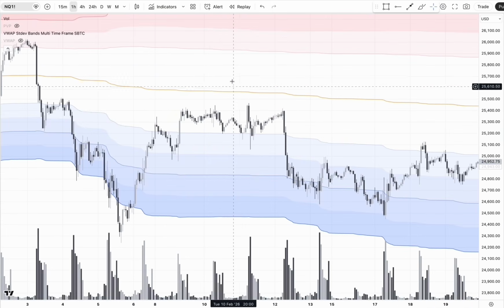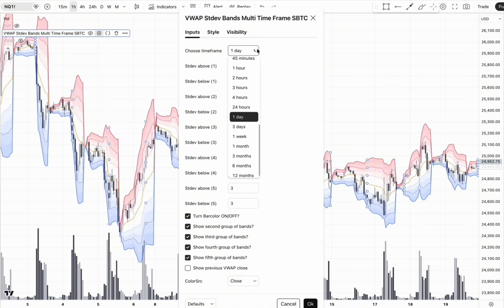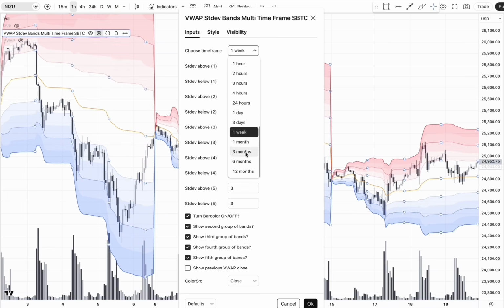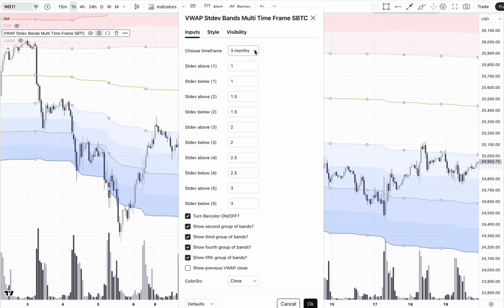You can use VWAP as a tool for scalping, for intraday, for high time frame trades. So for scalping, I personally use daily VWAP, and then for anything that's short-term swings, weekly or maybe even monthly. And then for high time frame trades, I would use quarterly or annual.